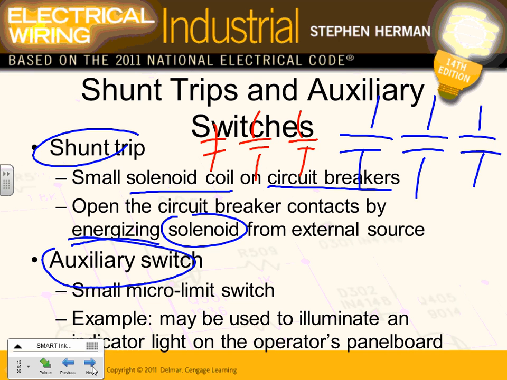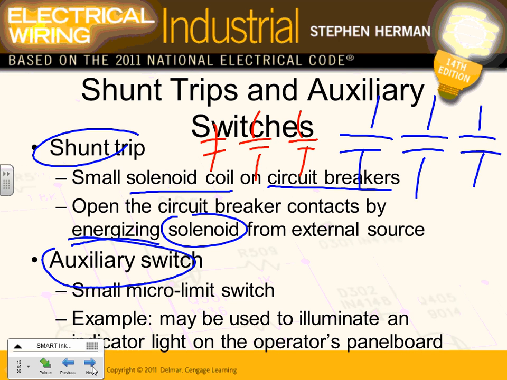Or it could be as simple as a light. Every time the air handling unit is running, there's a big red light or green light sitting there. Any comments, guys? Any questions? So, illuminate an indicator light or operator panel. So these are different applications for them.